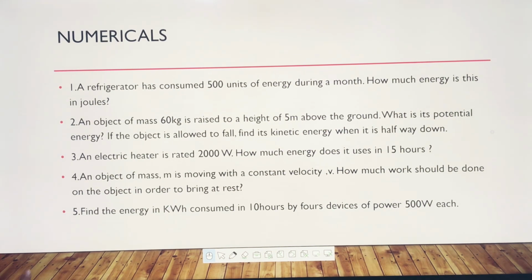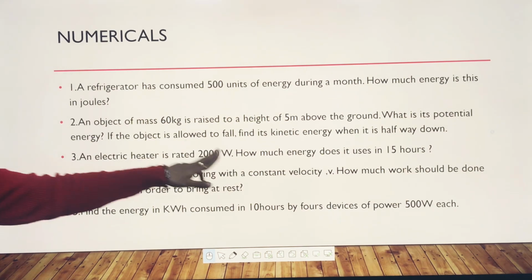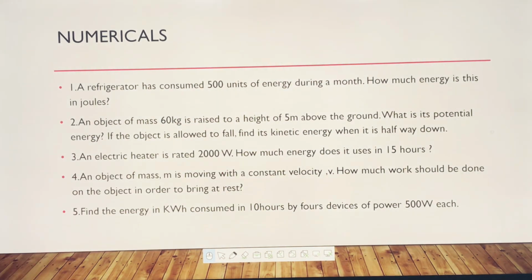Our second numerical is: an object of mass 60 kg is raised to a height of 5 meters above the ground. What is its potential energy, and if the object is allowed to fall, find its kinetic energy when it is halfway down. Mass of the object and height above the ground are provided, and we need to calculate the potential energy and also find the kinetic energy when it is halfway down. So let us find it out.